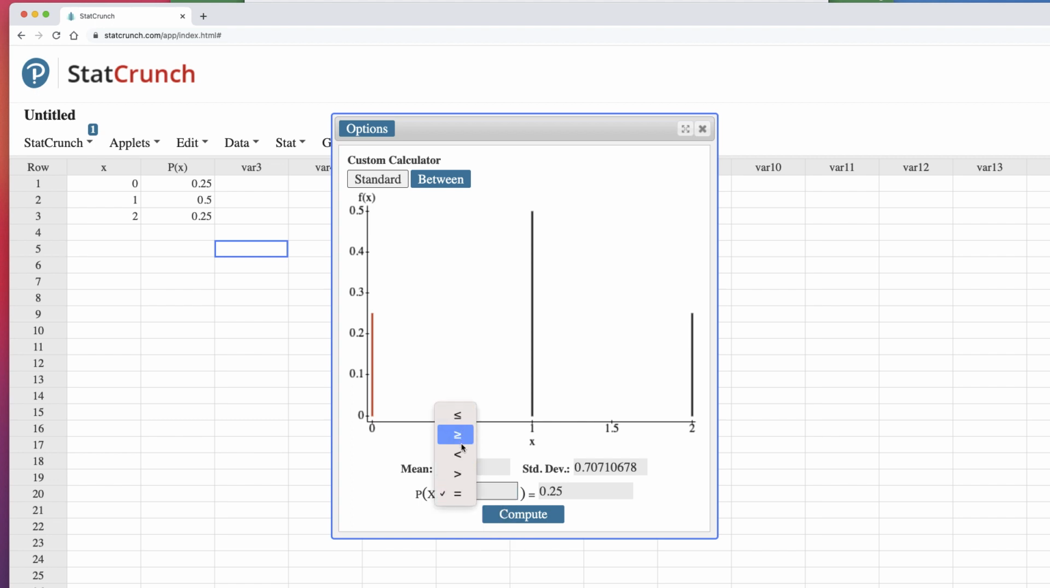And if you want less than 1, what's less than 1? Well, there's nothing less than 1. It's discrete, right? It's just 0. So that's why it's 0.25. That's different than less than or equal to 1, because that's now adding in the 1 head.